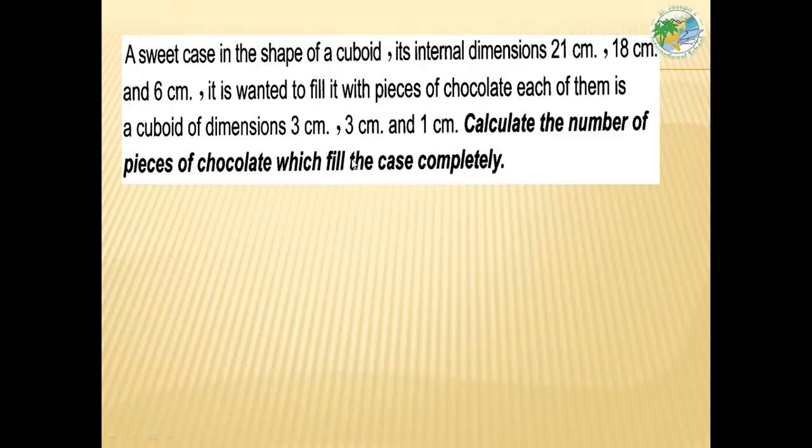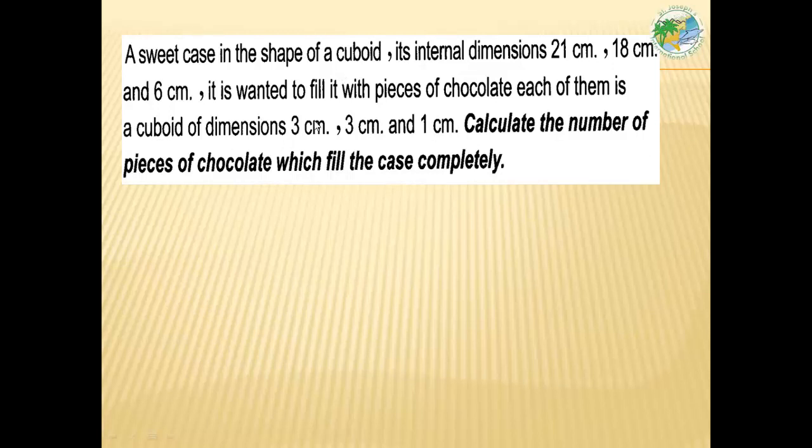If I ask you, or any question asks you, to find or calculate a number, remember this rule with me. Before we start answering, I will explain something. We have two solids. The first solid, the sweet case, is in the shape of a cuboid. Its dimensions were 21, 18 and 6. We want to fill it with another solid, the chocolate. The dimensions of the chocolate were 3, 3 and 1. We want to calculate the number of chocolates, to know how many chocolates we will put in this box.